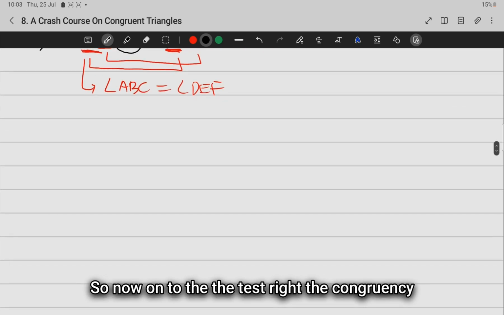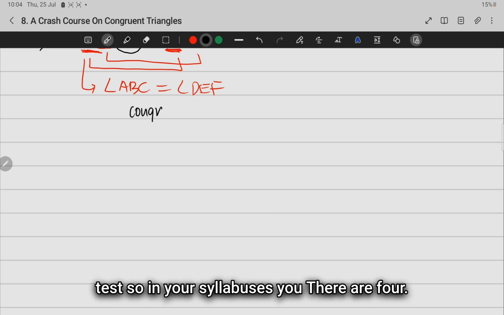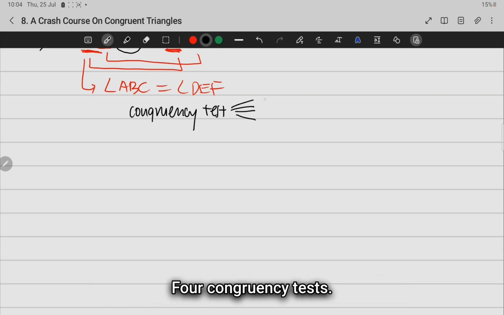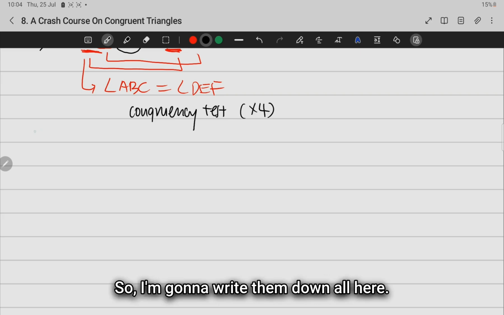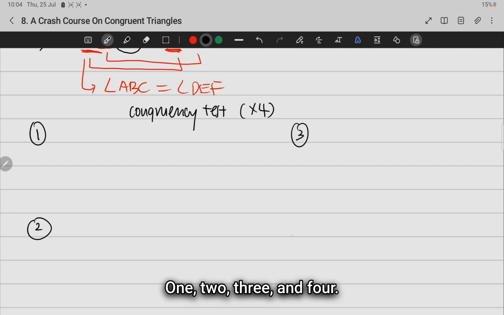So now onto the tests, right? The congruency tests. In your syllabuses, there are four congruency tests, and they are basically just four ways to prove that two triangles are congruent to each other. So I'm going to write them all down here: 1, 2, 3, and 4.